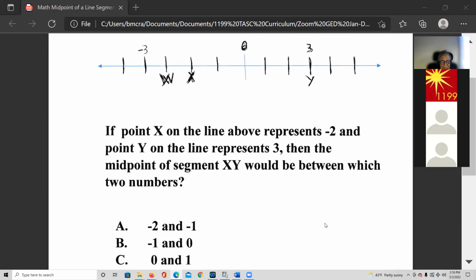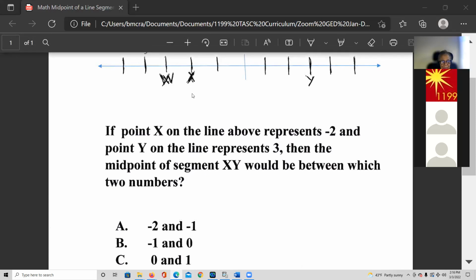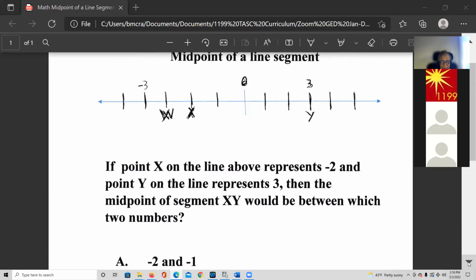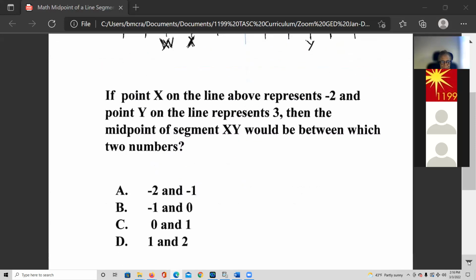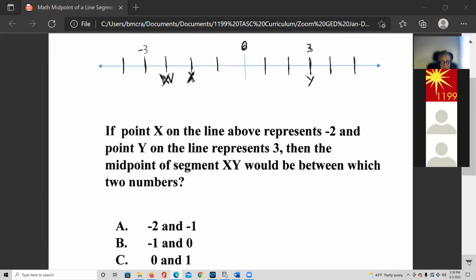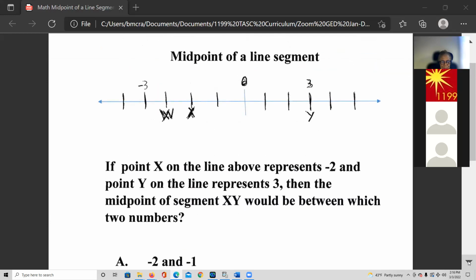What would you say, Mercedes? Remember, I'm saying X. What's the midpoint between X and Y? Right. So I would say between 1 and 2. You would say D. Yes, if I'm seeing it right on the screen. You would say between 1 and 2. Yes. Why would you say between 1 and 2?